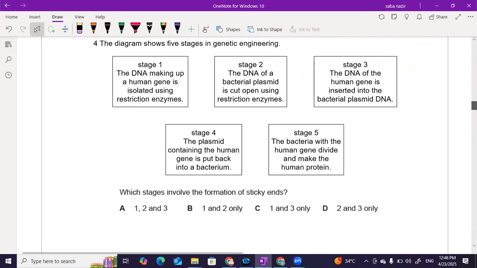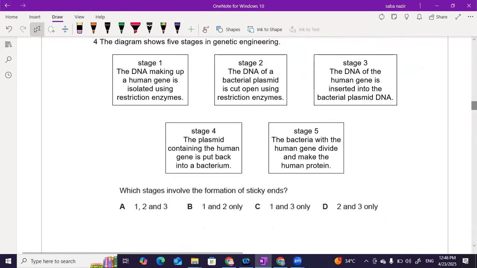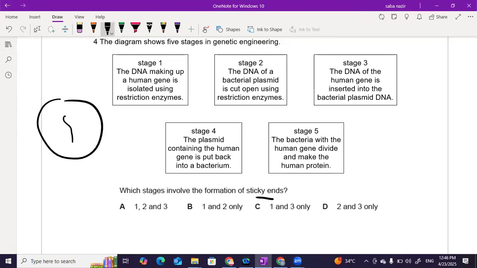Here are the different stages mentioned in the sequence, and they are asking which of the stages is involved in the formation of the sticky end. So first, we need to understand what the sticky end is. This is the human DNA, and this is the bacterial plasmid ring.